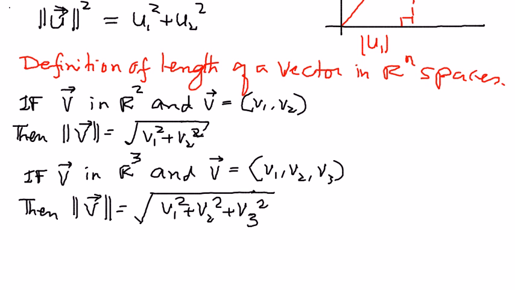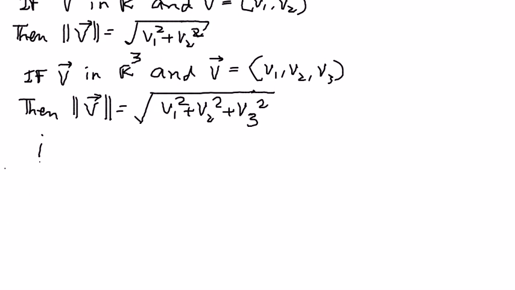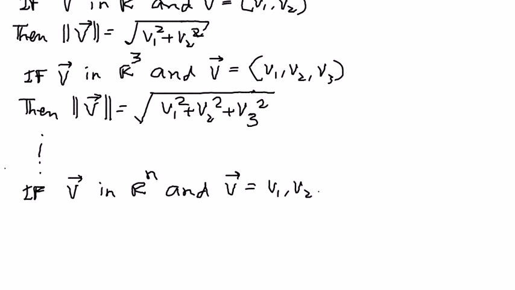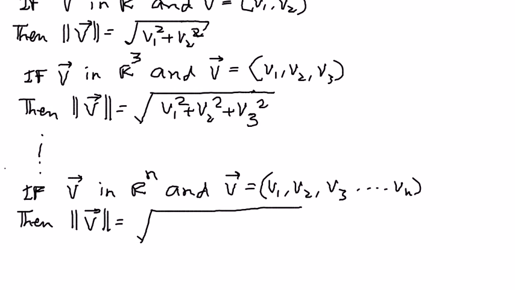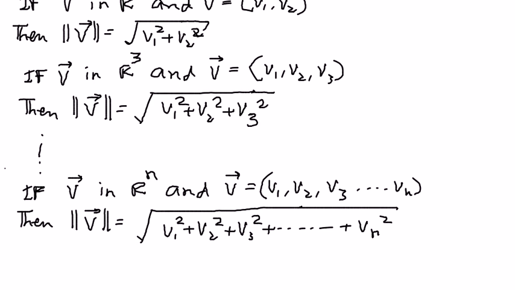Okay. Similarly, if V is a vector in Rn spaces, and if vector V has components V1, V2, V3, all the way till Vn, then we can write the length of that vector as equal to the square root of V1 squared plus V2 squared plus V3 squared plus all the way to Vn squared, like that, right? So that is the way to find the length of the vector.